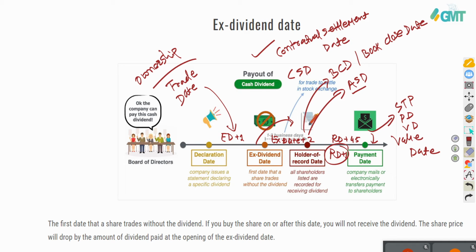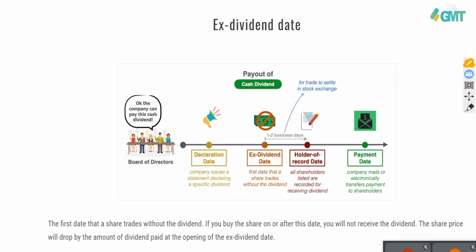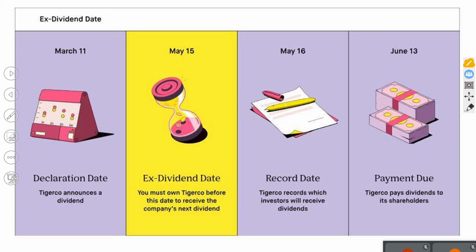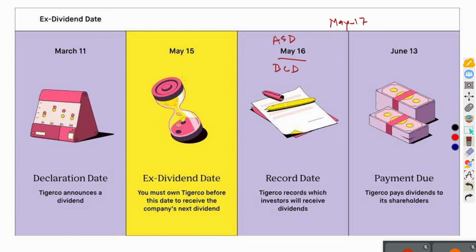Let's see if I have any example. Let's say record date is May 16, let's assume it, and the particular security settled on May 17. So now if you see BCD, it means book close date, record date and actual settlement date, all would be the same, and your security actually settled on 17. So 17 becomes the contractual settlement date.